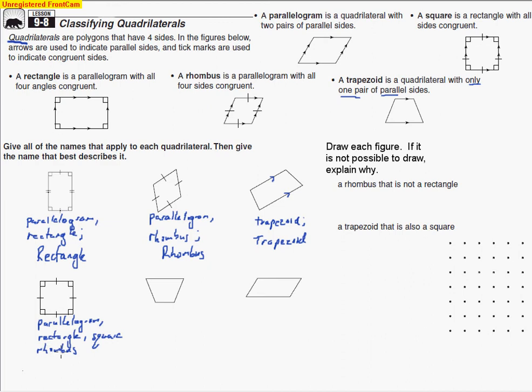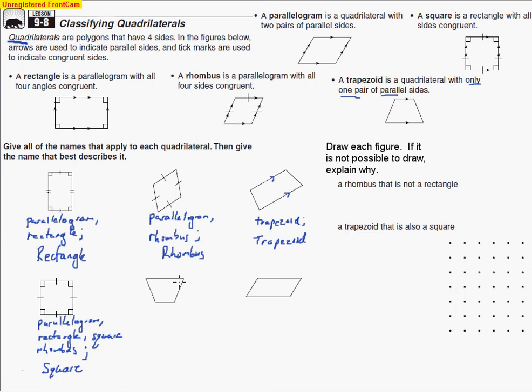Well, a rhombus wouldn't tell us that it has the right angle symbols. A rectangle wouldn't tell us that all sides are the same. And a parallelogram doesn't tell us any of that information. But a square would tell us that it's a parallelogram, first of all. It has all sides the same and all angles the same.